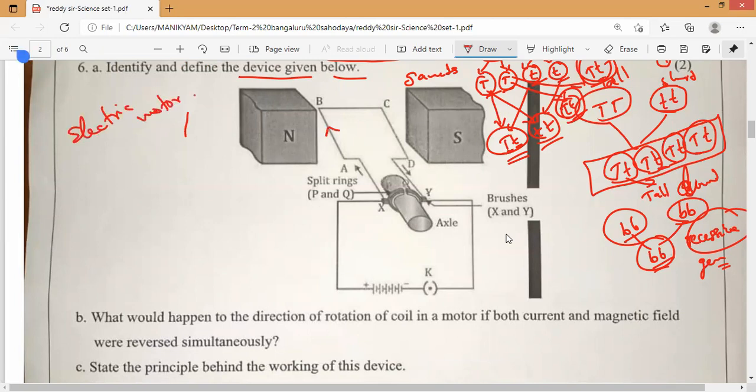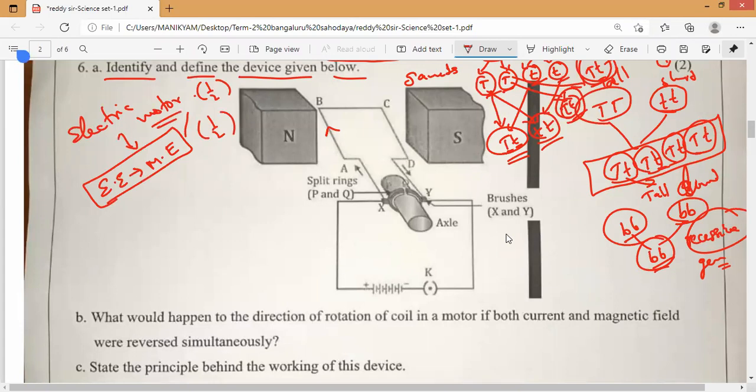Now identify and define the device given below. Electric motor. What is an electric motor? Anyone? It converts electrical energy into mechanical energy. They are asking to identify and also define. So half mark plus half mark: half mark for identifying the electric motor and half mark for defining it as converting electrical energy into mechanical energy. You will get 1 mark. So that is what you have to remember.